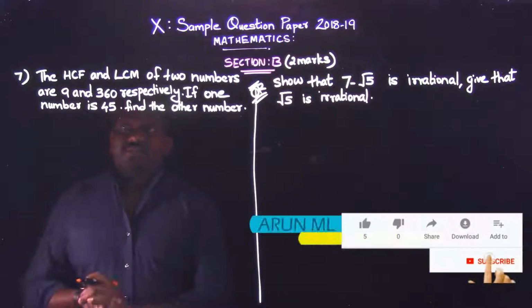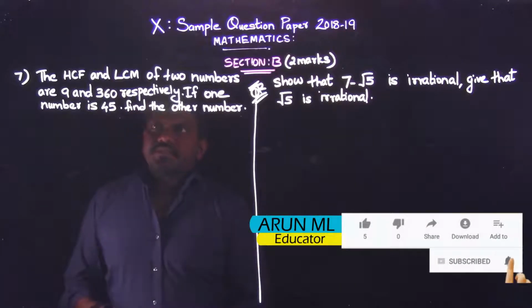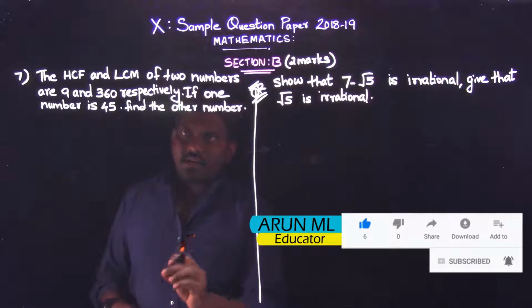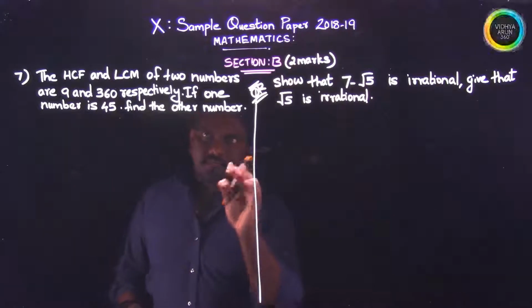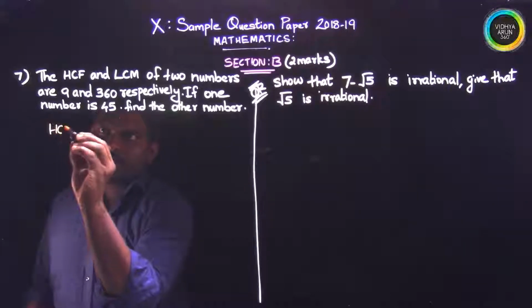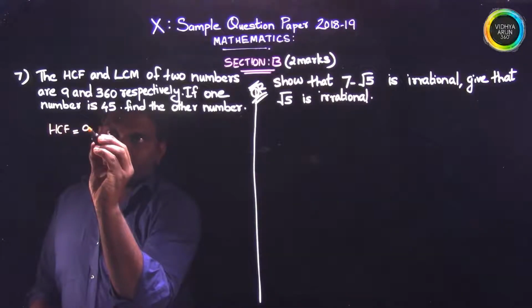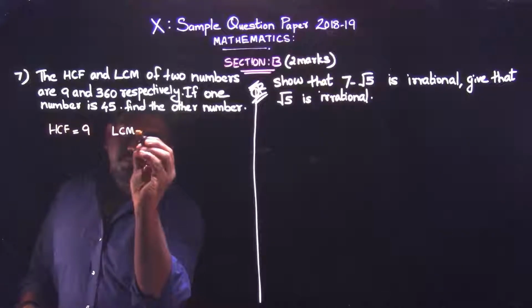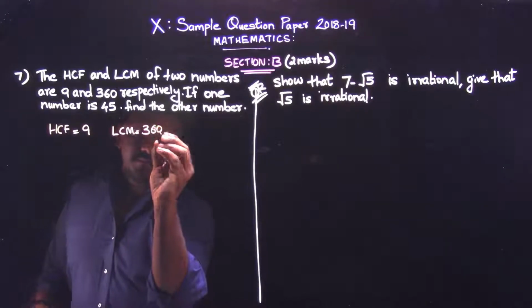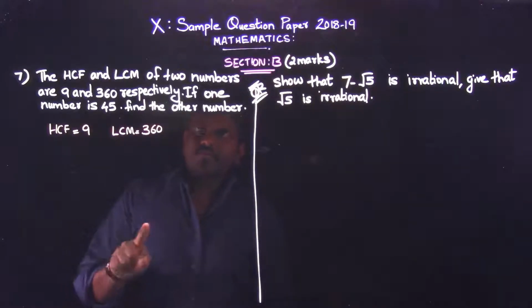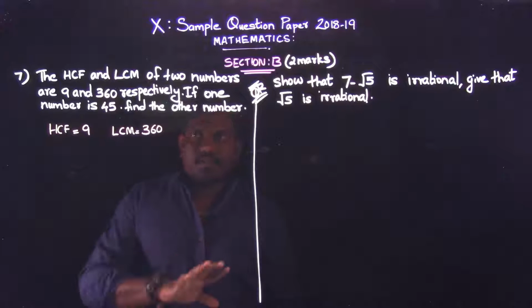Move on to the seventh question. The HCF and LCM of two numbers are 9 and 360 respectively. So here HCF is 9, LCM is 360, right? If one of the numbers is 45, find the other number.